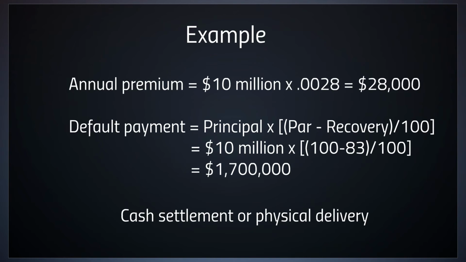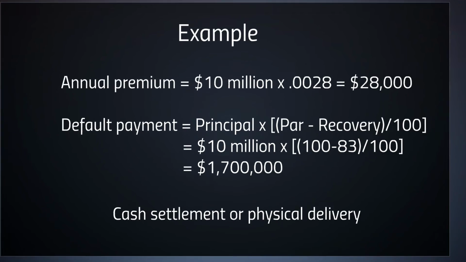And this can be a pure cash settlement. They just pay that amount to the person wanting this credit insurance, or they can accept the bond and pay off the full par amount of $10 million and then try to sell this bond for as much as they can. They might even negotiate with the issuer to get a higher recovery value on the bond. And of course, there's the annual premium, which we said was 28 basis points. So that'll work out to $28,000 based on a $10 million underlying amount.